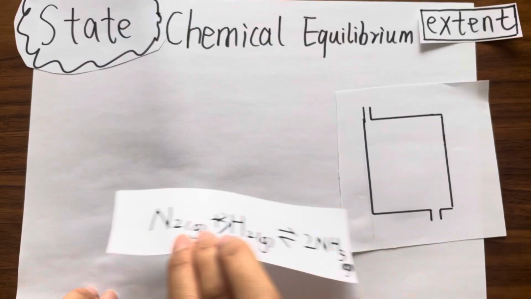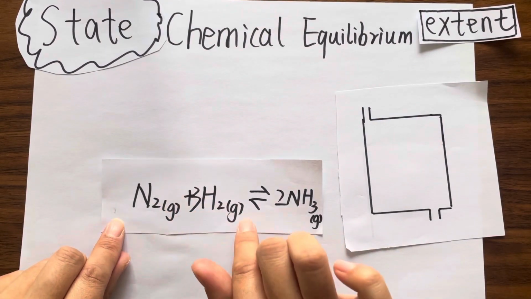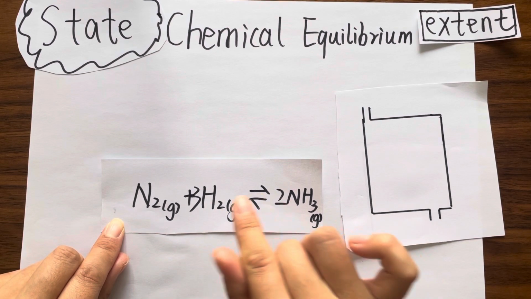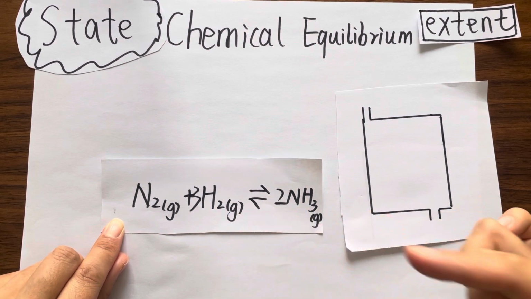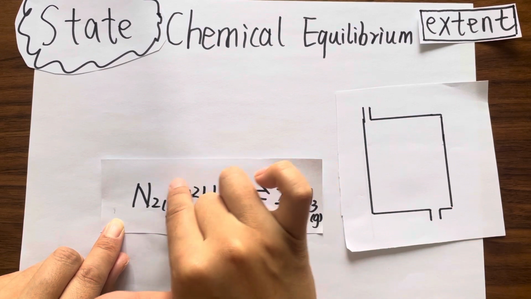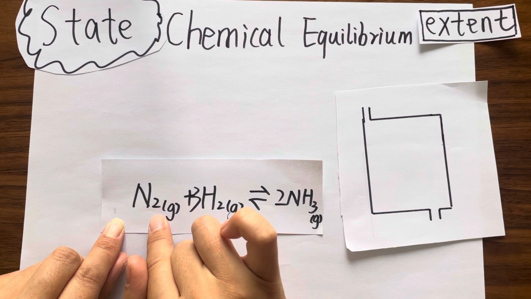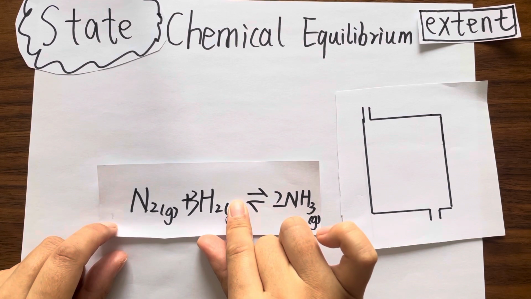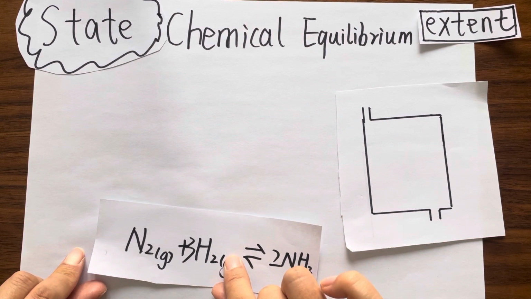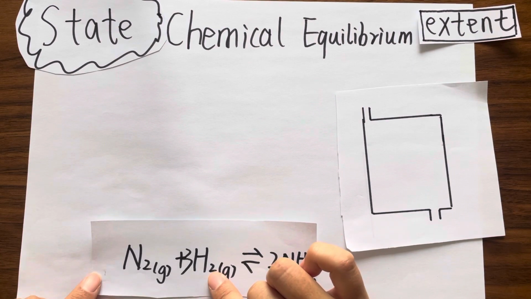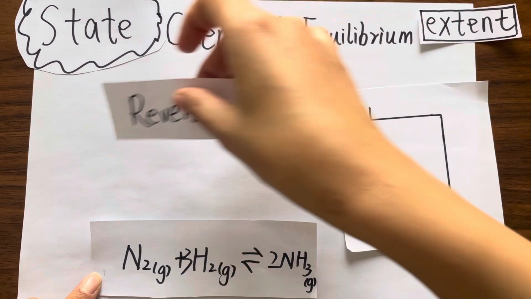Take this familiar example: nitrogen gas reacts with hydrogen gas to form ammonia. And during the same process, ammonia may go back and decompose into nitrogen gas and hydrogen gas. Taking this as an example, we can know the features of chemical equilibrium, which I summarized into 5 words. The first word I chose is reversible.